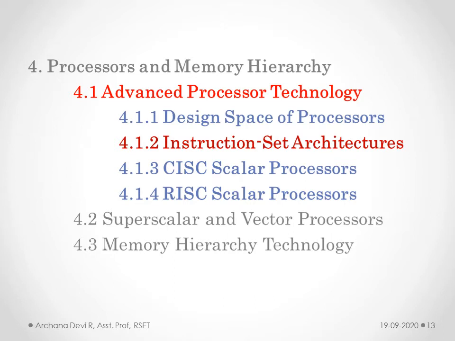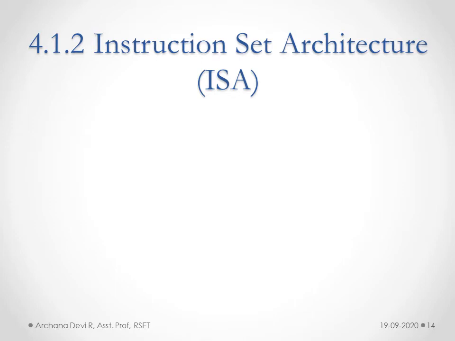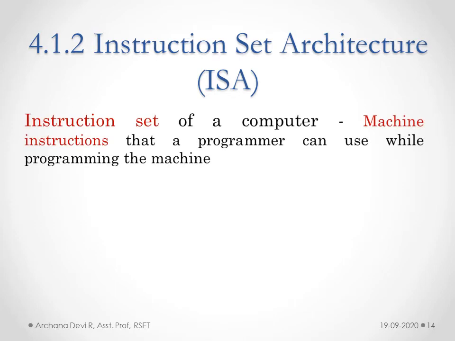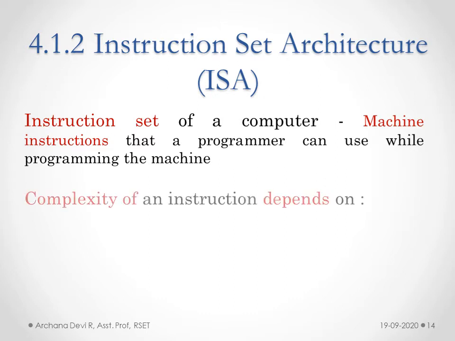Now let us look at the next section, instruction set architectures. Any instruction set architecture that you take will mainly fall into two categories. Before that, let's see what an instruction set is. They are machine instructions that a programmer can use while programming the machine. What are the different types of instructions that the system can use, that a programmer can use while programming the machine?